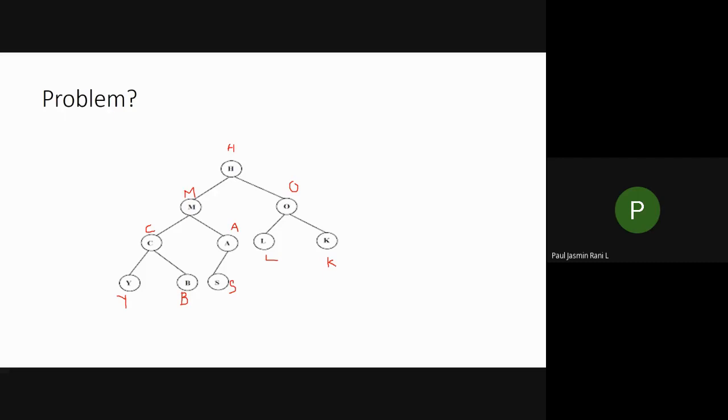Y, C, B, M, S, A, H, L, O, K. Any other answer? Let me see whether your answer is correct or wrong, Saranya. I want all the students to solve this problem. It's very interesting. Please do it in your notebook. So Saranya's answer is Y C B M S A H L O K. Shrutika is also getting the same answer. What about others?